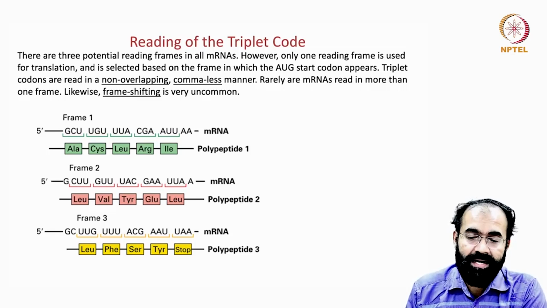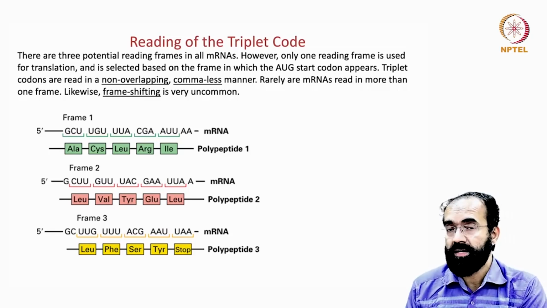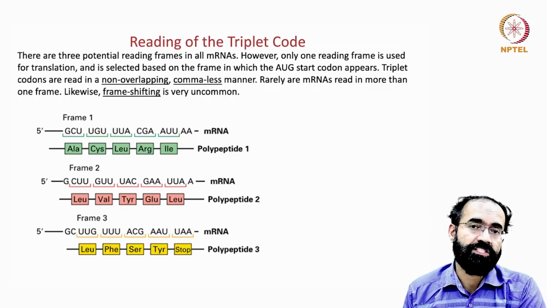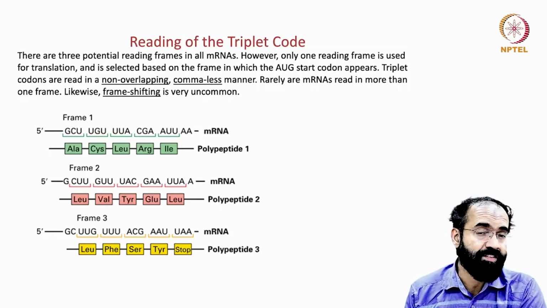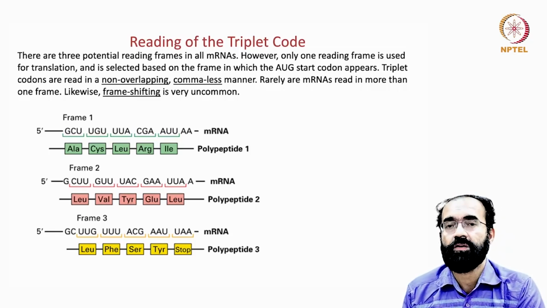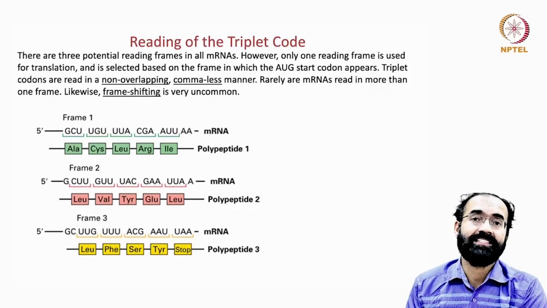However, only one reading frame is used for translation, and it is selected based on the frame in which the AUG codon appears. You should also understand that in the same RNA there may be 3 or 4 AUGs. So not every AUG will start translation. Even if it starts, it will immediately find a stop codon. At maximum it will go to around 6 or 7 amino acids and then find a stop codon. Hence that is not preferred.